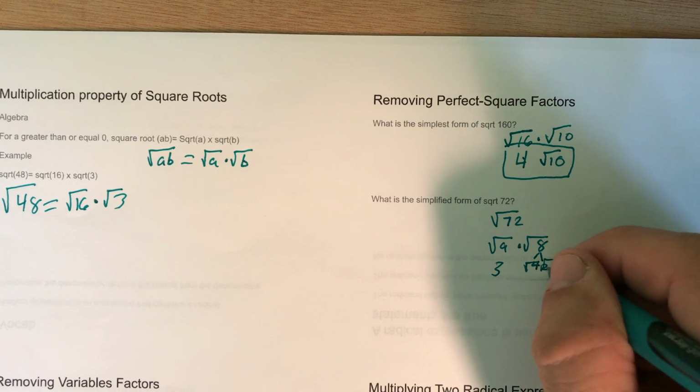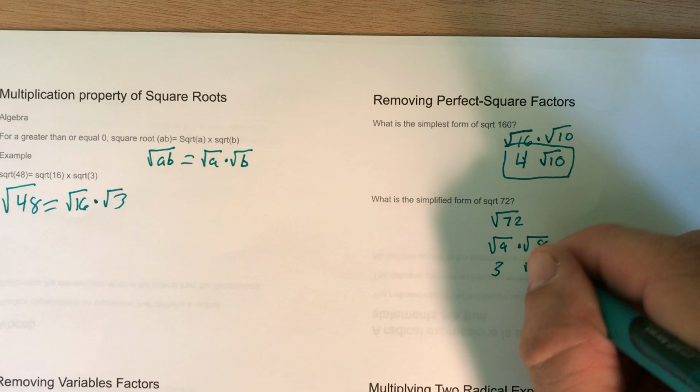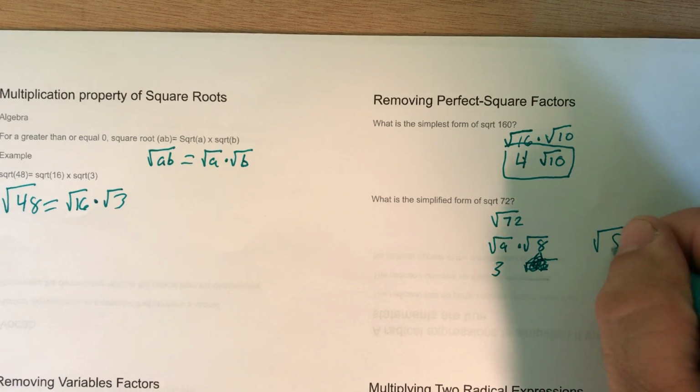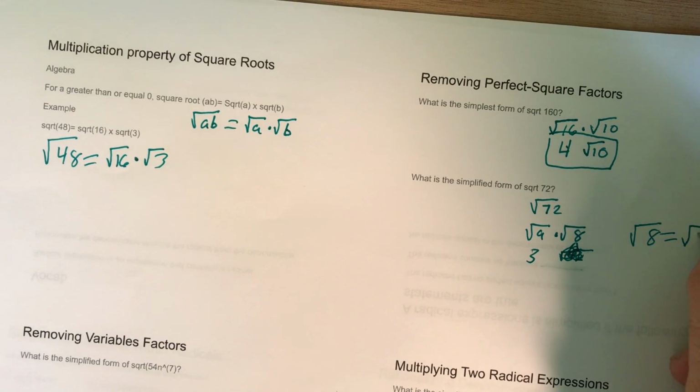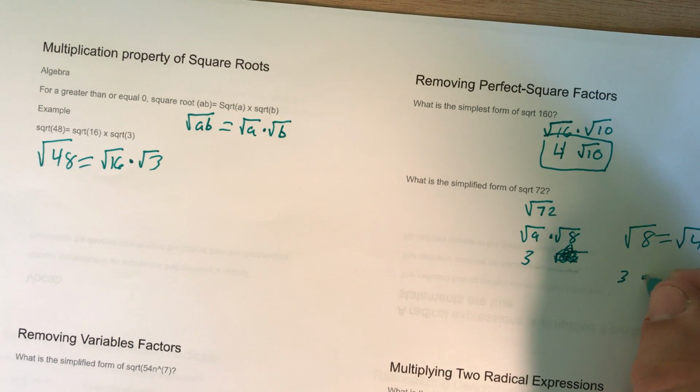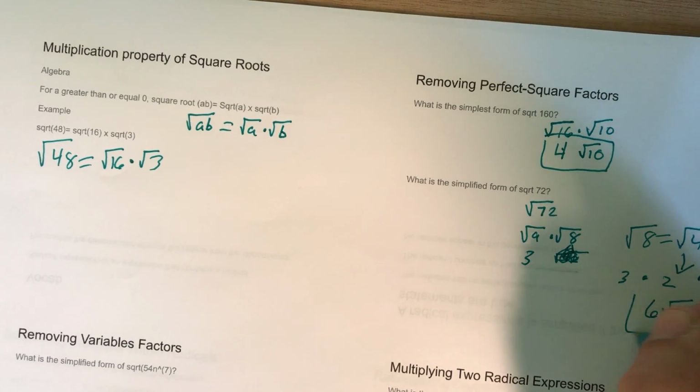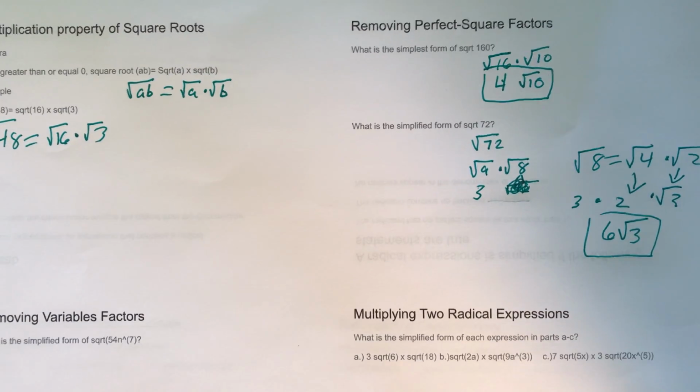So you'd end up with, or breaking this down, the square root of 8 equals the square root of 4 times the square root of 2. So you'd have 3 times 2 times the square root of 2. So you'd end up with 6 square root 2. Okay.